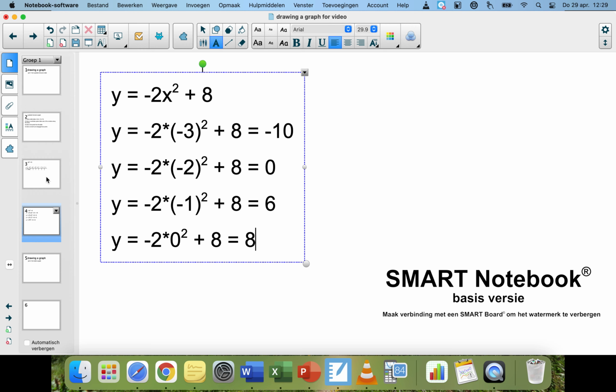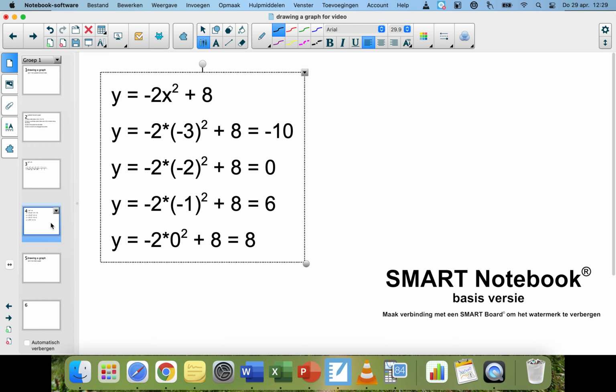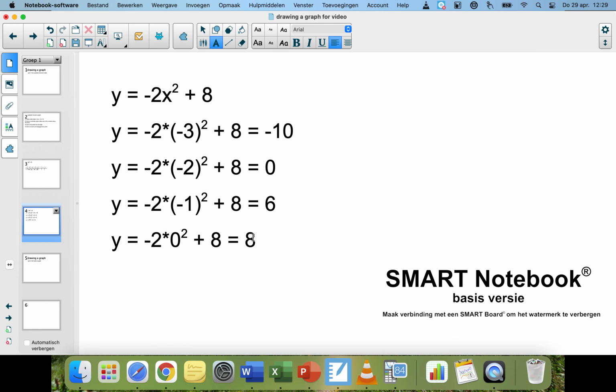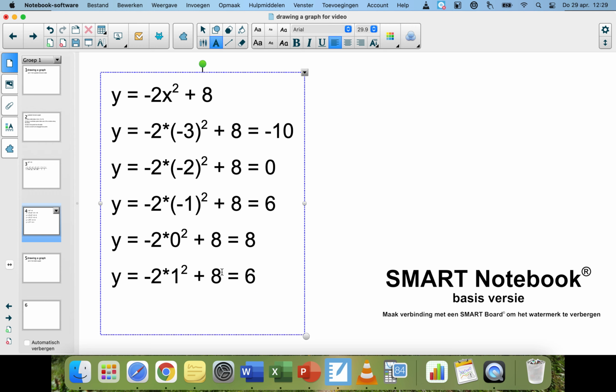So let's fill this in the table because that was the goal. For minus 2 we got y is 0. For minus 1 we got 6. For 0 we got 8. And then we have to continue. So y is minus 2 times 1 squared plus 8. Minus 2 times 1 squared, minus 2 times 1 is minus 2, plus 8 is again 6.